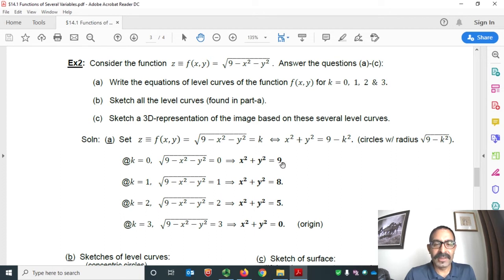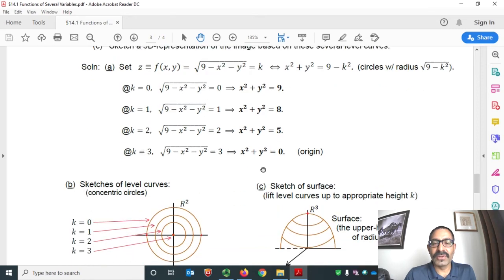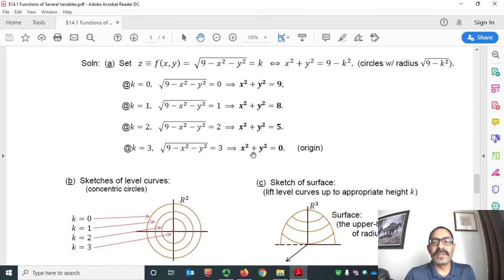Circle of radius 3. At k equals 1, a smaller circle than the previous one. At k equals 2, smaller than the earlier circles. And at k equals 3, this gives us x squared plus y squared equals 0. That means the sum of two squares equals 0, so both of these numbers have to be 0. So x, y equal 0 means we are at the origin.